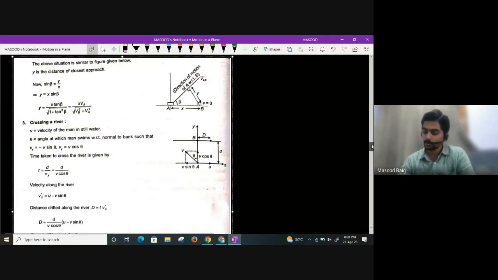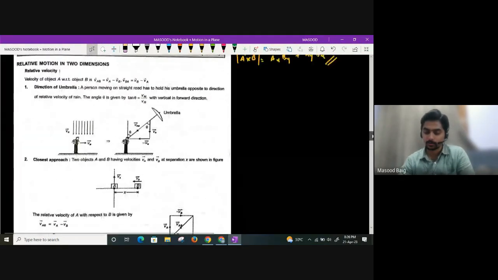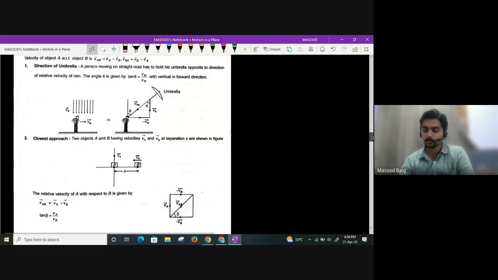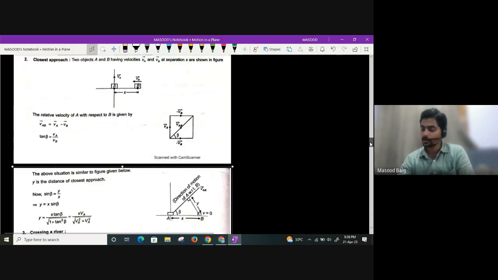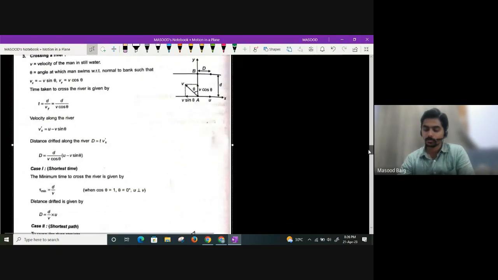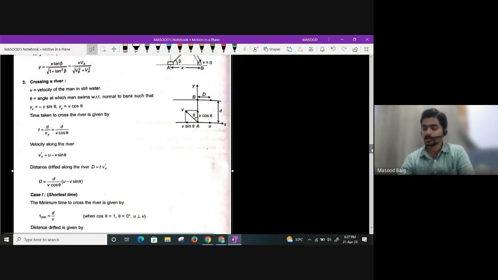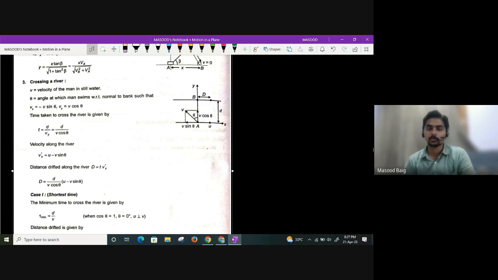Yes, so I'm not discussing in detail the river problem and closest approach. However, when questions come, I'll discuss those, guys. But the important cases will be crossing a river, the river problem, and the rain problem, so you can do those, and you can also do distance of closest approach. Although we will learn those in tomorrow's session. Now, the river problem is very important.